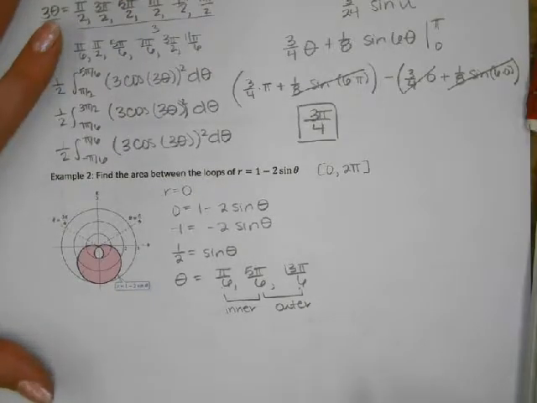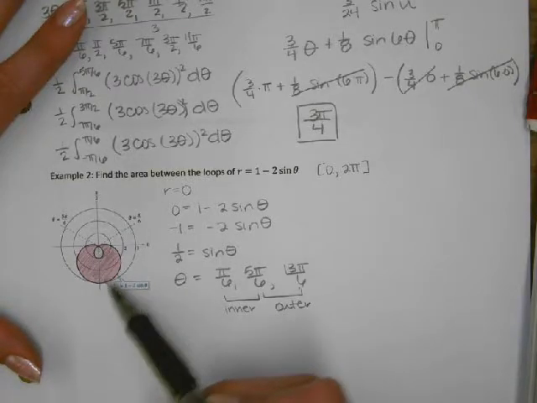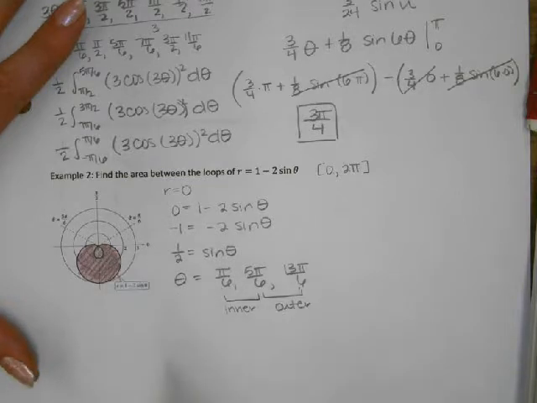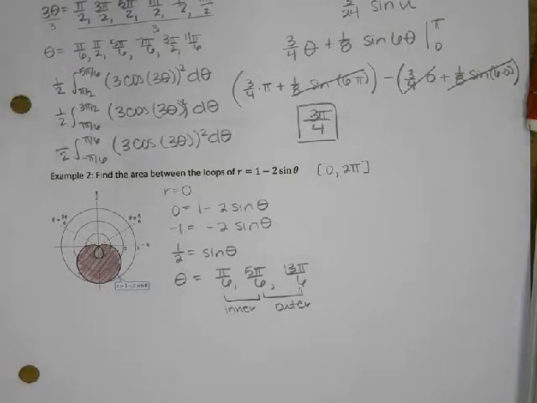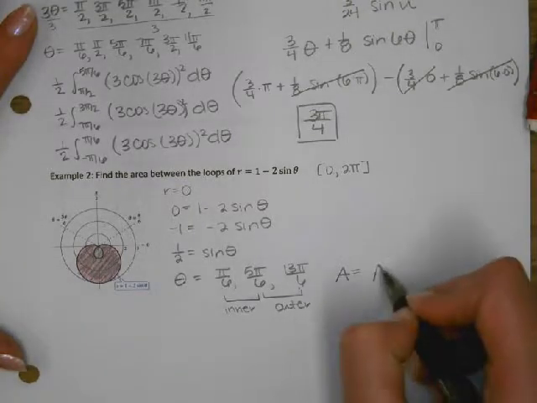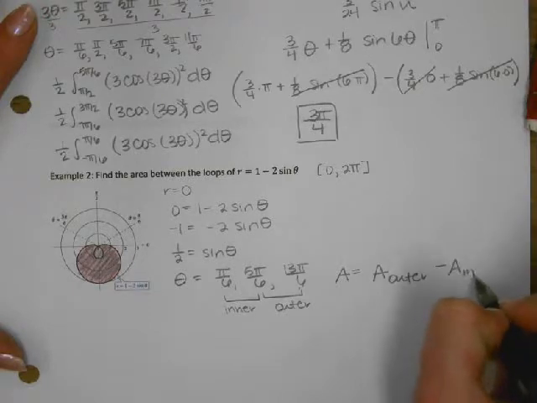Now, if you think about the area of the outer loop, that's all of this stuff, right? That's the pink that I have, but it's also the inner loop. It's just the whole thing. So if we just want the pink area, then we're going to have to do the area of the outer loop minus the area of the inner loop.